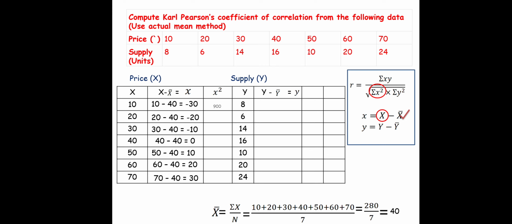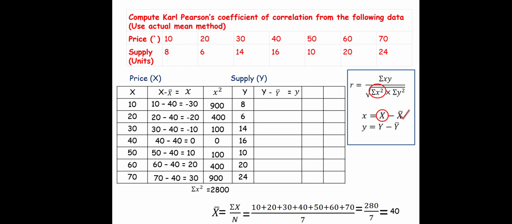So minus 30 square is 900, minus 20 square is 400, minus 10 square is 100, 0 square is 0, 10 square is again 100, 20 square is 400, 30 square is 900. Okay, so we have got the value of x square and we need to produce summation of x square. So you need to sum up all these things. We got 2800. Fine. So this thing is completed.